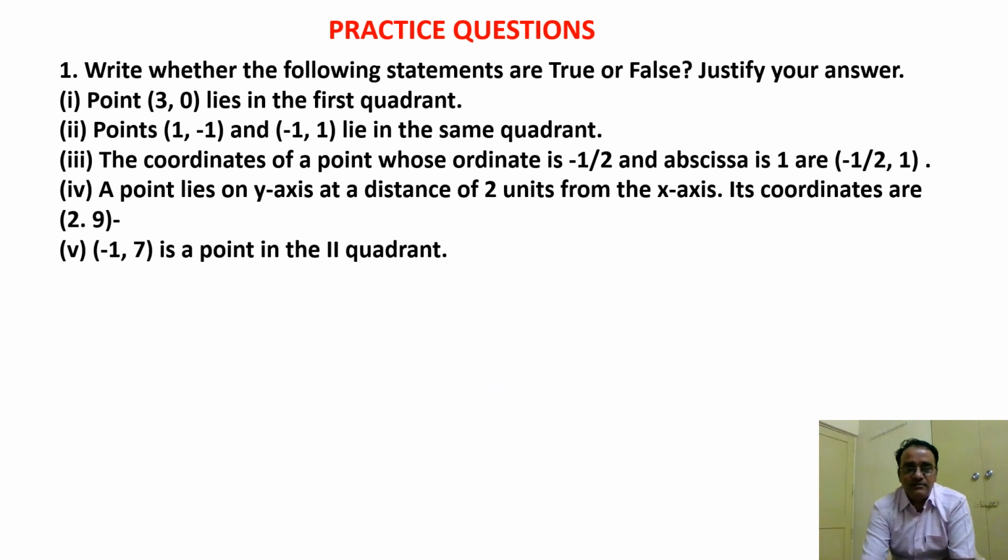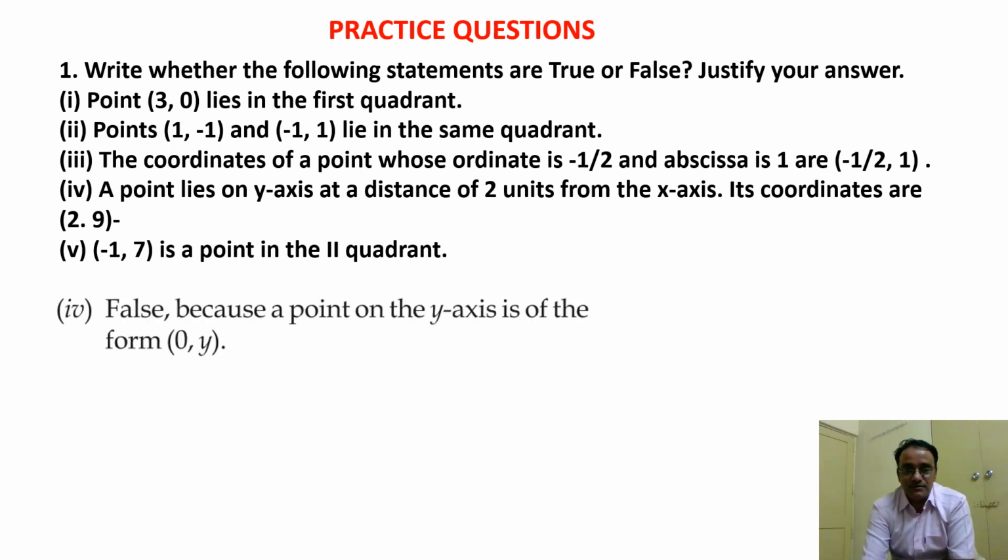Now the fourth one: a point lies on the y-axis at a distance of 2 units from the x-axis, its coordinates are (2, 0). This is also false, because if a point lies on the y-axis, its x coordinate is 0. So the point will be (0, 2), that is in the form (0, y).